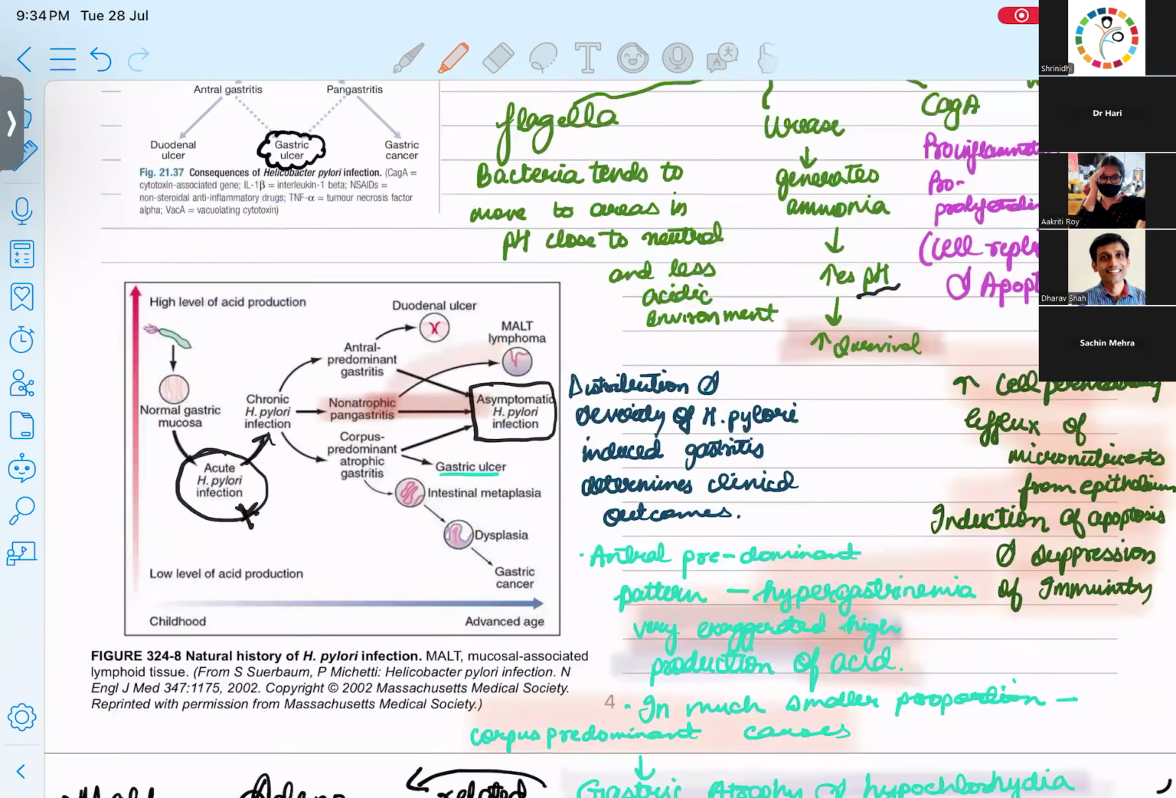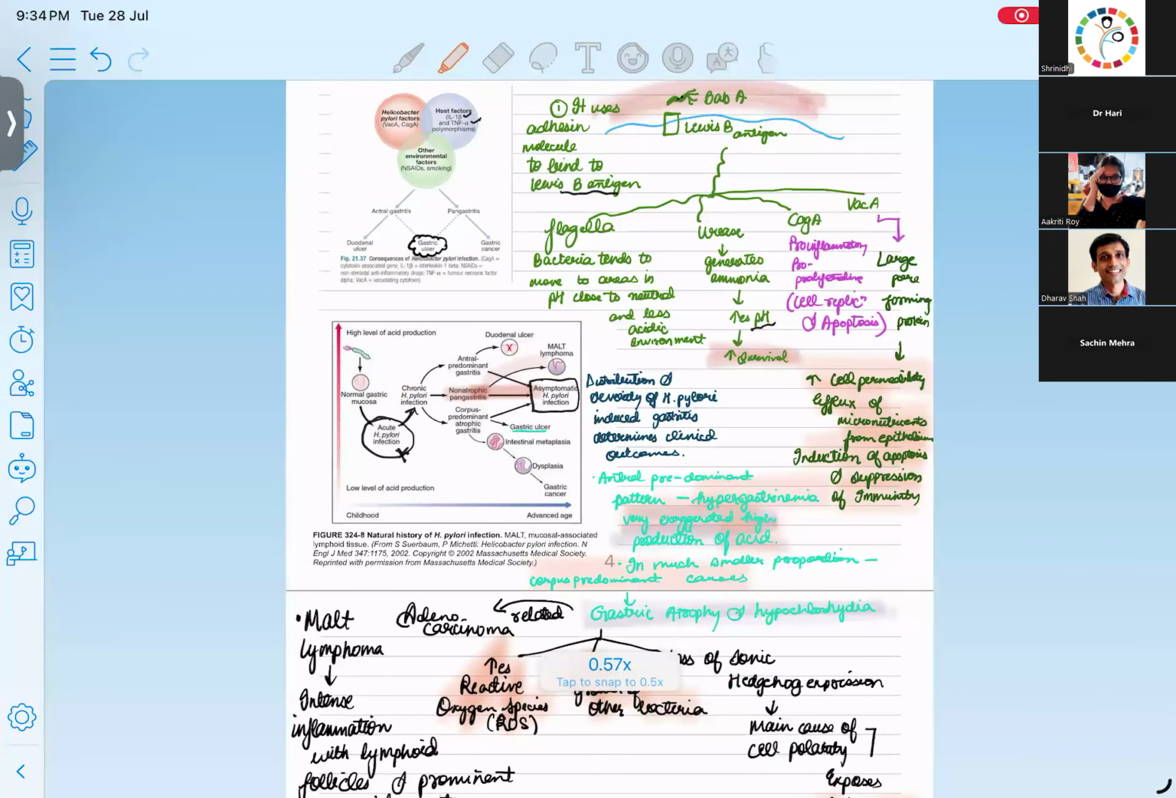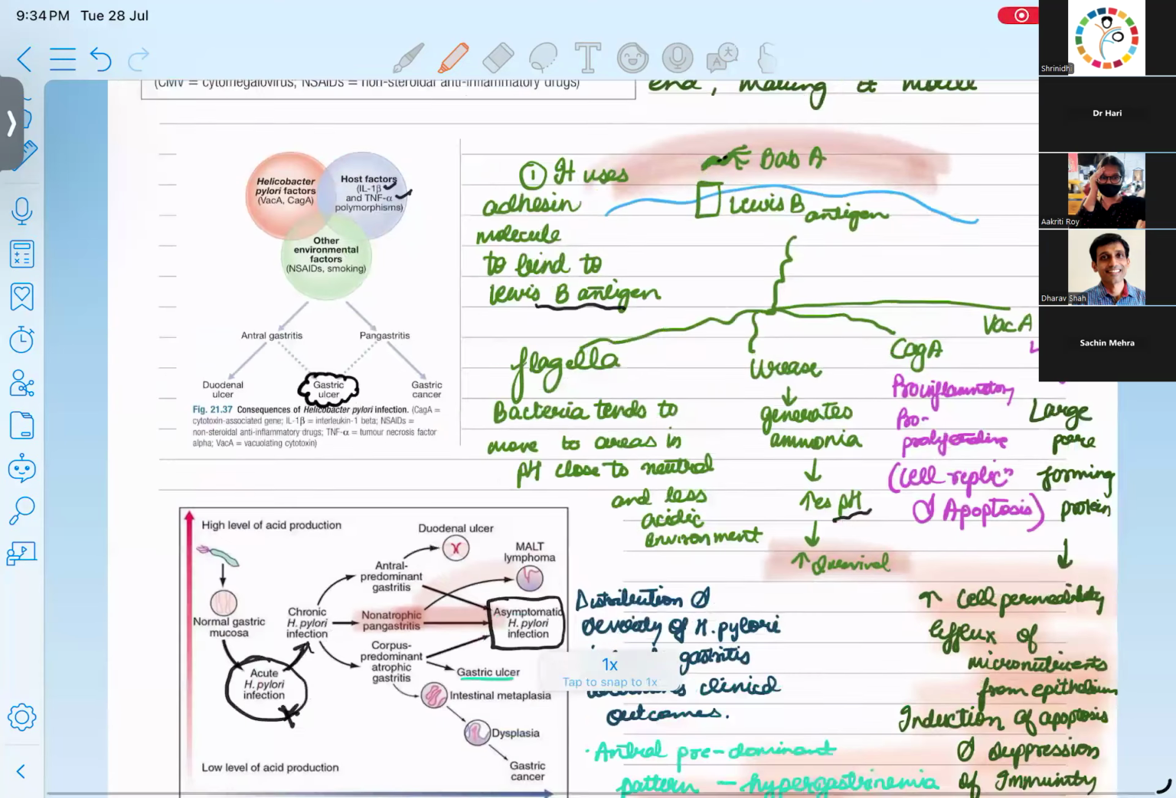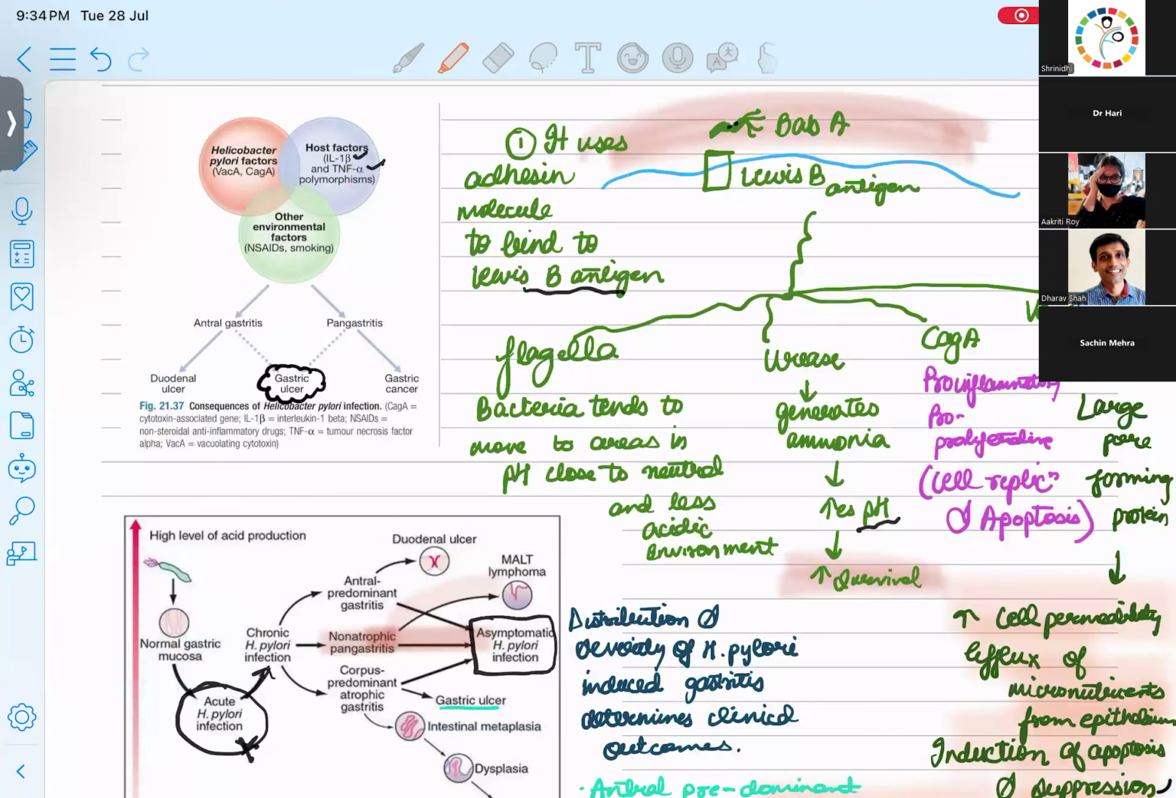MALT lymphoma, which is caused by non-atrophic pangastritis, is caused due to intense inflammation of lymphoid follicles and prominent germinal centers. So, H. pylori, again, a very large proportion of our population is infected with H. pylori. But we all don't have H. pylori peptic ulcers or infections. Why?